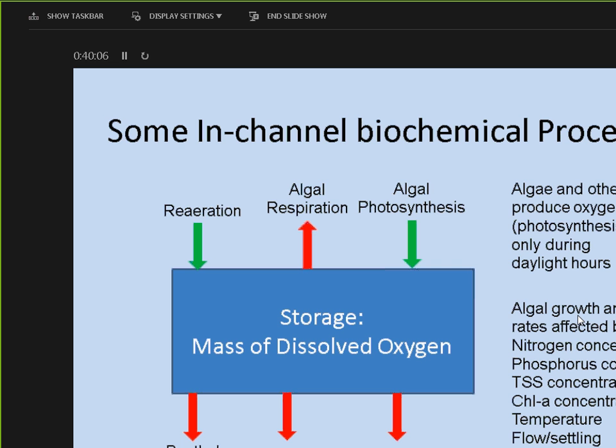So again, if we're going to complete dissolved oxygen TMDLs, we want a model that has the processes of algal respiration and algal photosynthesis. Photosynthesis doesn't happen at night, so it's nice to have that temporal resolution to know when it's night. And also, you want to include nutrient concentrations and sediment concentrations, because all of those have the ability to impact the growth and death and photosynthesis and release of nutrients by algae.